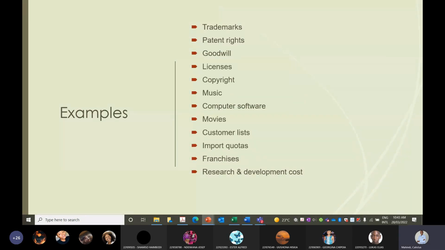Let us look at some examples of intangible assets. We have trademarks, patent rights, goodwill, licenses, copyrights, music, computer software, movies, customer lists, import quotas, franchises, research and development. How are these intangible assets? Let us just maybe explain one or two. Can someone just pick one from the list, or even any other intangible asset that you might know, and explain why it's an intangible asset?